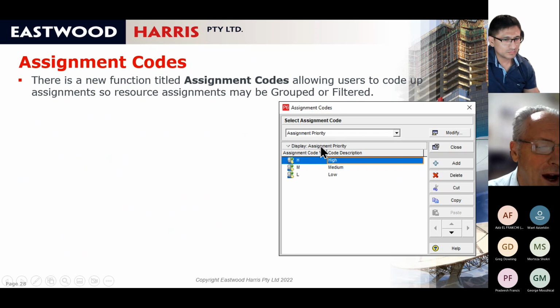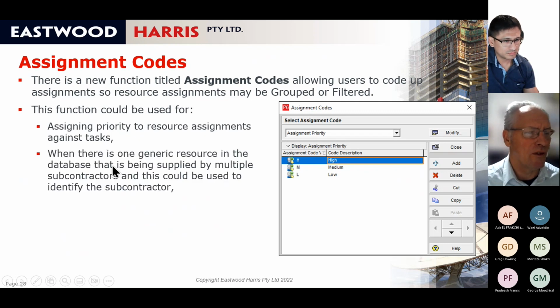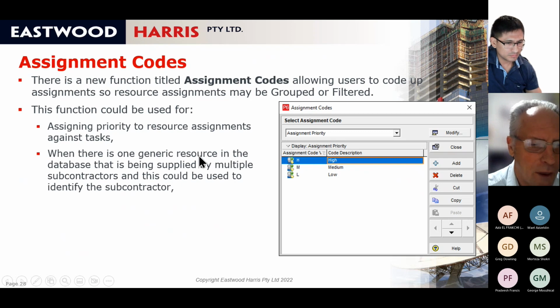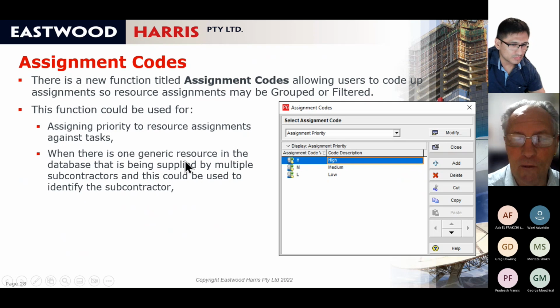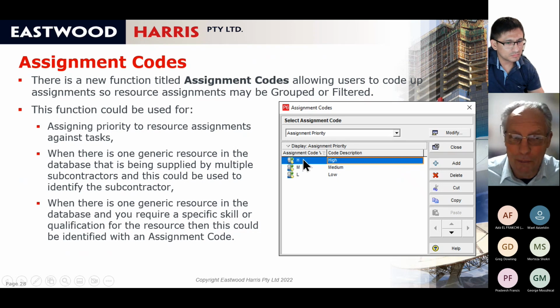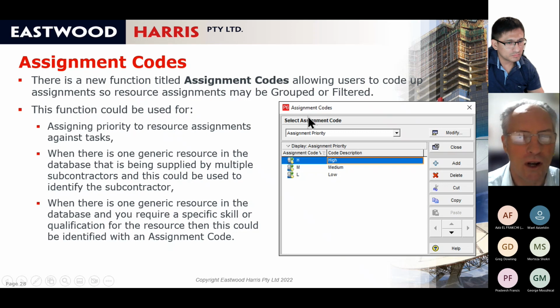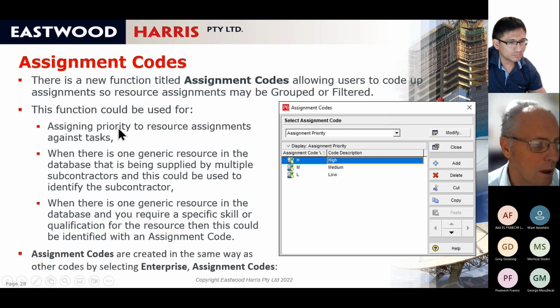If you're not importing from an ERP system, it has limited value, in my opinion. It could be used for assigning a priority to resource assignments, or if there's one generic resource like a plumber, you might be able to use this for the subcontractor that the plumber is coming from. But my understanding is that this was brought in for ERP systems. So obviously people using SAP or something like that have been getting into the ears of the developers and getting this stuff brought in so that they can have better alignment with their ERP systems.